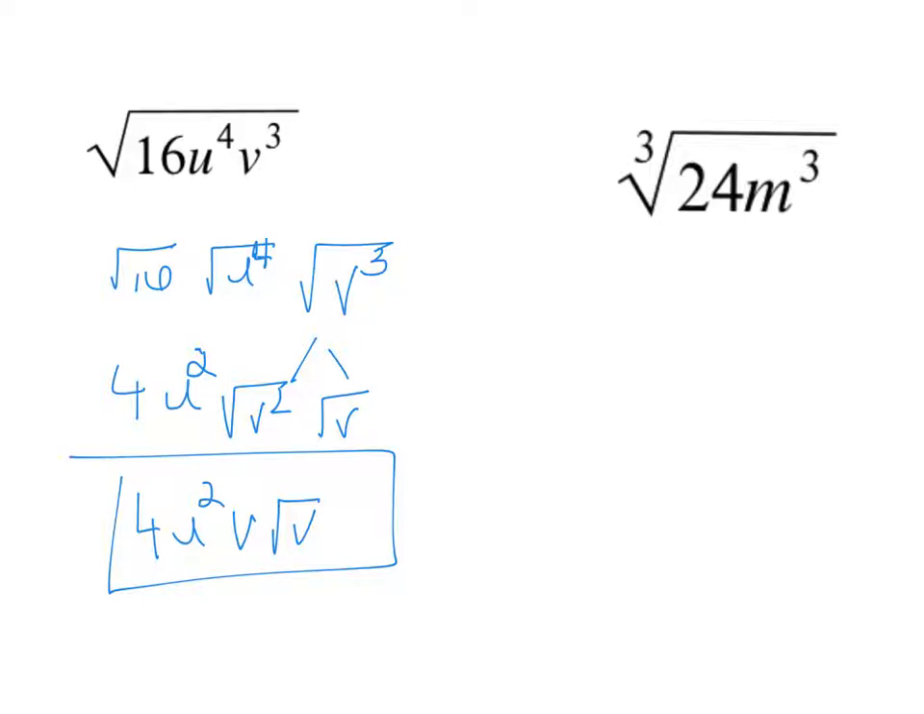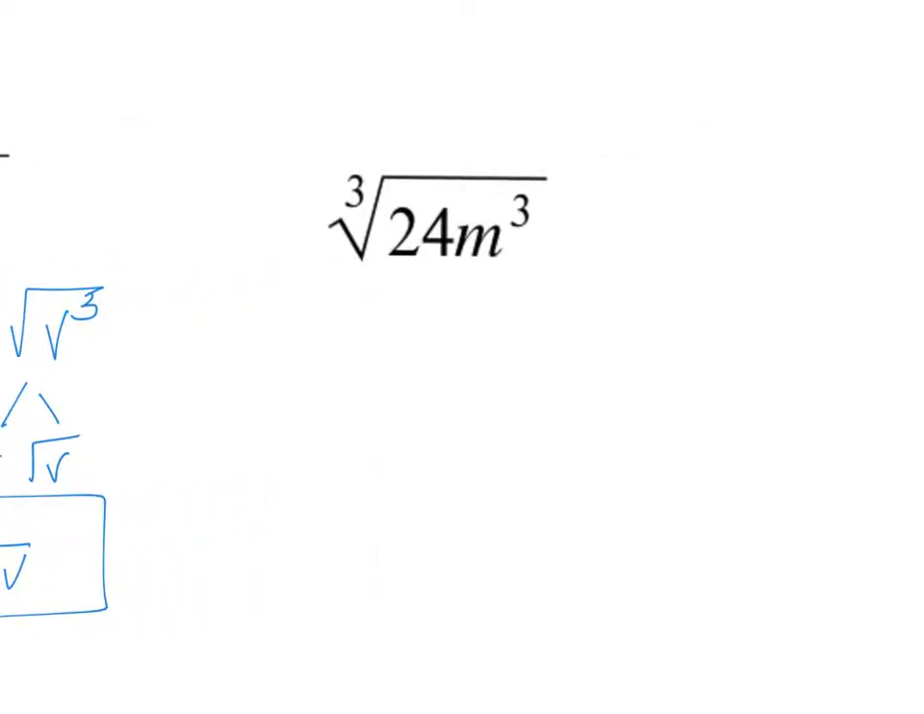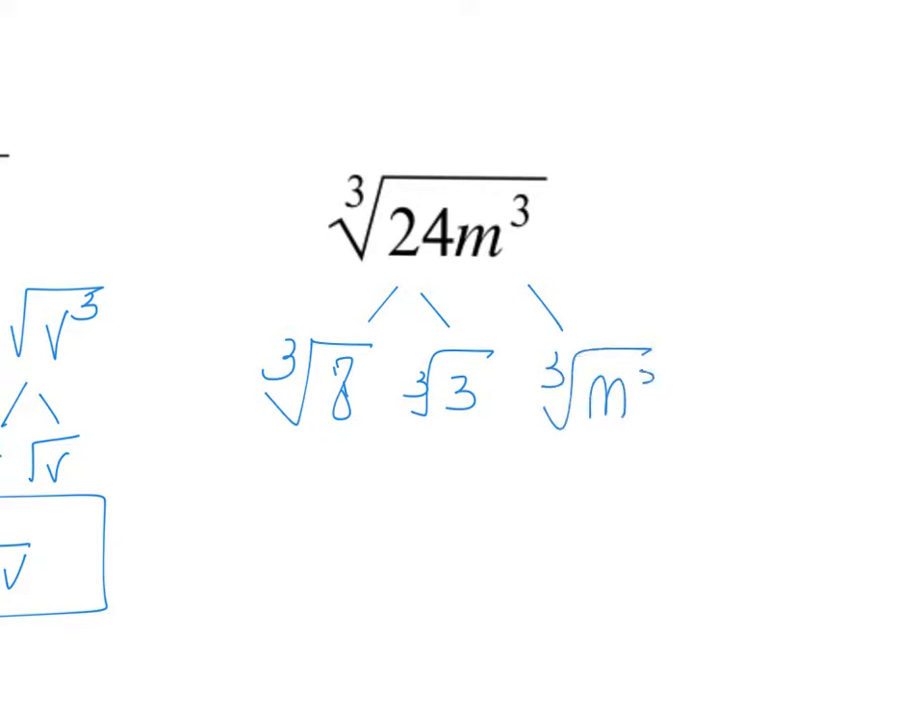My next problem is a little bit different because the index is 3, meaning that I have to find a perfect cube instead of a perfect square inside of 24. The perfect cube that is inside of 24 is 8, so I'm going to rewrite this as the cube root of 8 and the cube root of 3, because 3 times 8 is 24. So then I'm going to have the cube root of m cubed separate. Okay, so the cube root of 8 is just 2, because 2 times 2 times 2 is 8. The cube root of 3 will have to stay because you can no longer simplify it.